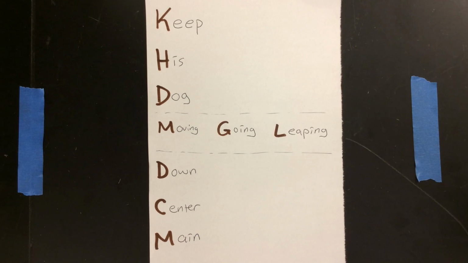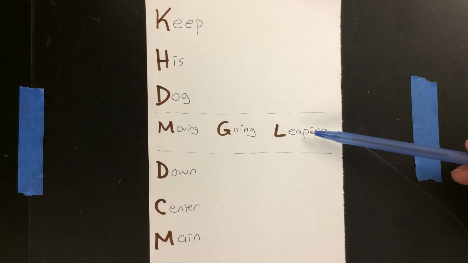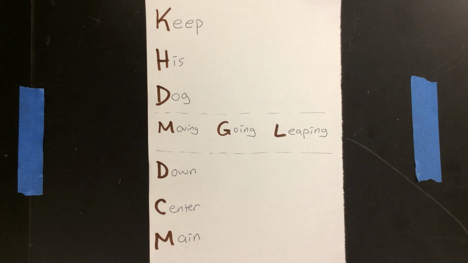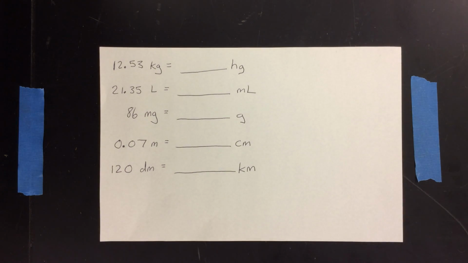And the only difference from one dog phrase to the next is whether the dog is moving down center main, going down center main, or leaping down center main. So let me show you how we can use this while converting metric units. Here are some example problems from the notes.